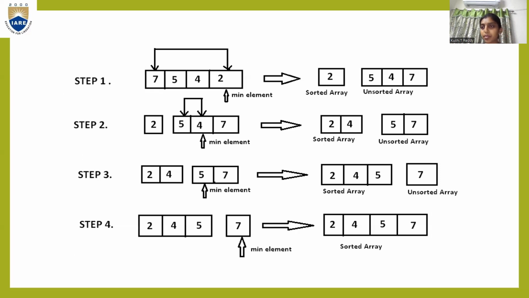In the second step, the minimum element is 4, so 4 is placed in the sorted array. Next it is 5. Next comes 7. So at the end, you will have an empty unsorted array and a filled sorted array. As already mentioned, the unsorted array size decreases, whereas the sorted array size increases as the iteration goes on. So in 4 steps, you will get the sorted array using selection sort.